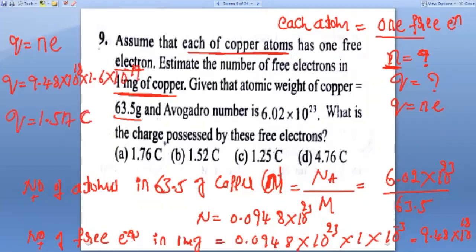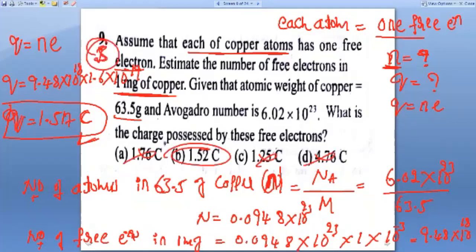The charge Q is equal to 1.517 coulomb. Okay, dear students, I cannot drag out the simplification because it takes more time to show, but this simplification is not complicated. It is very simple steps. So the value of Q is equal to 1.517, which is approximately equivalent to option B. So option B is the correct answer.